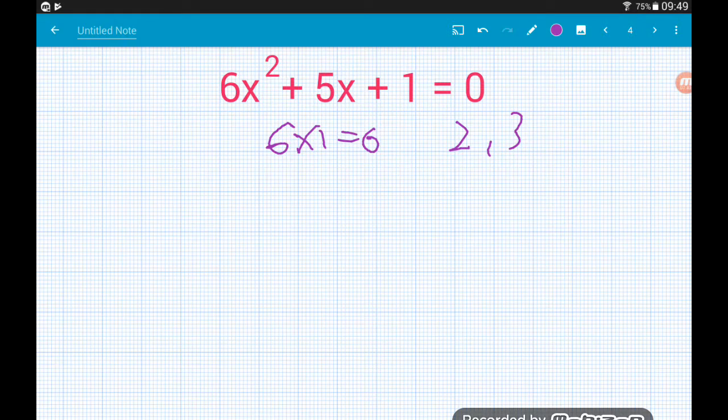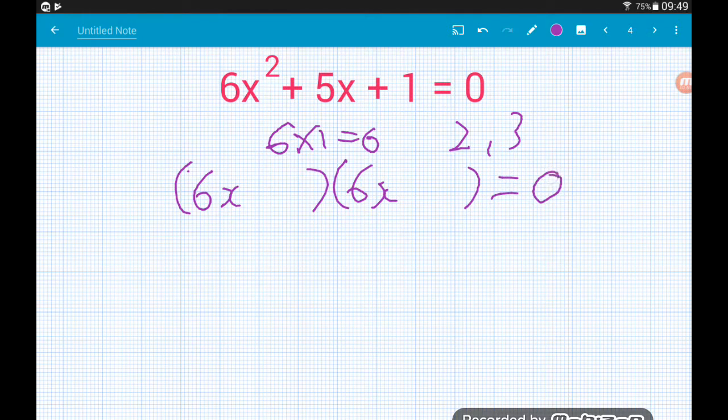Cracking. So given that we've got a 6x squared at the start here, we need two brackets, each with a 6x inside. Again, don't forget your 0 there at the end. Now inside each of those brackets we put one of 2 and 3. So we get 6x plus 2 times 6x plus 3.